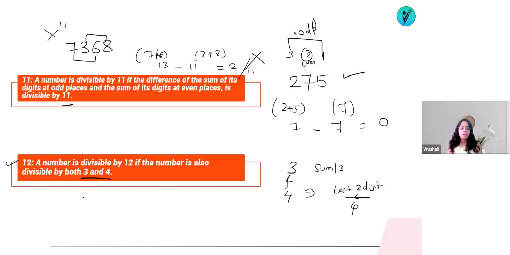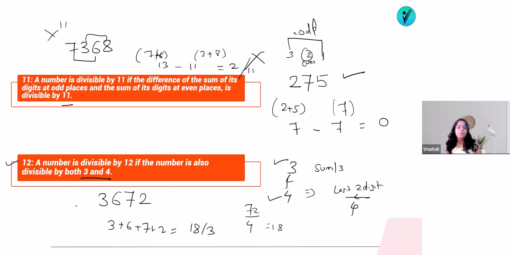Like suppose I took a number 3672. Okay. Now if you see, what will be the sum? 3 plus 6 plus 7 plus 2. 3 plus 6, 9, 9 plus 7, 16, 16 plus 2, 18, which is divisible by 3. Now for 4, we will check 72 by 4. I know 18 4s are 72. So it is divisible by 3 and 4 both. So this number will be divisible by 12. That's it. Okay, this is how we will check.